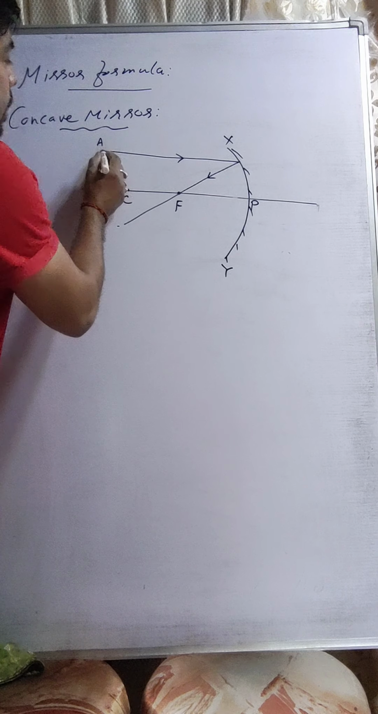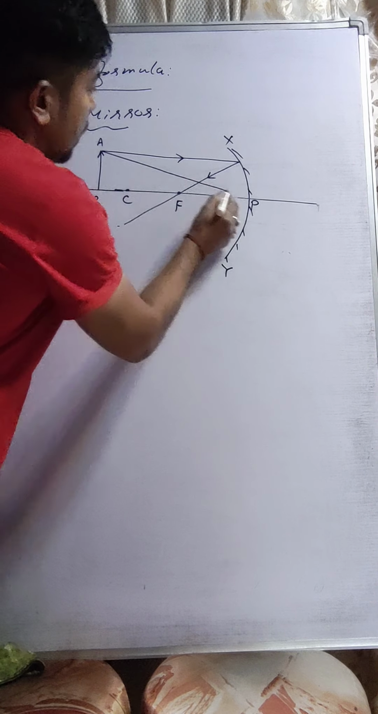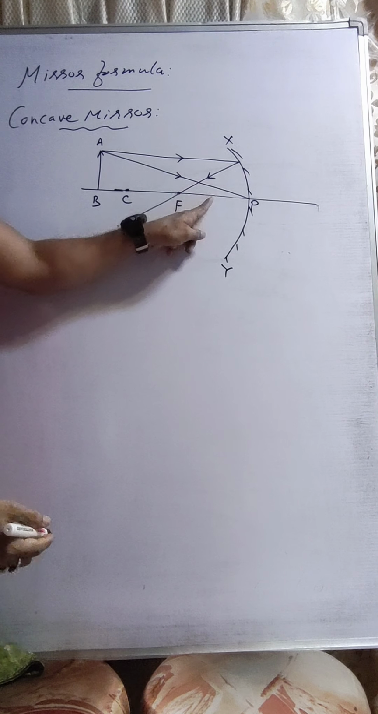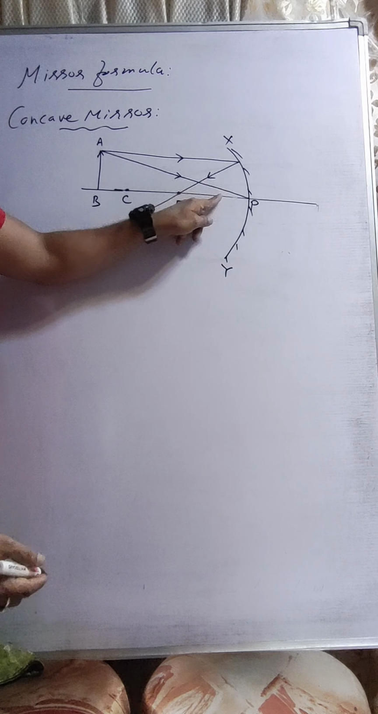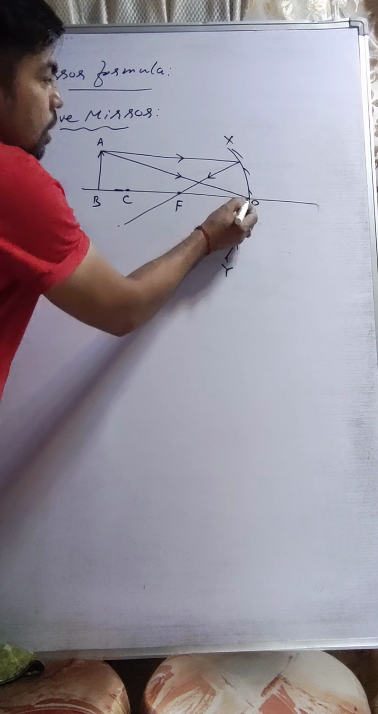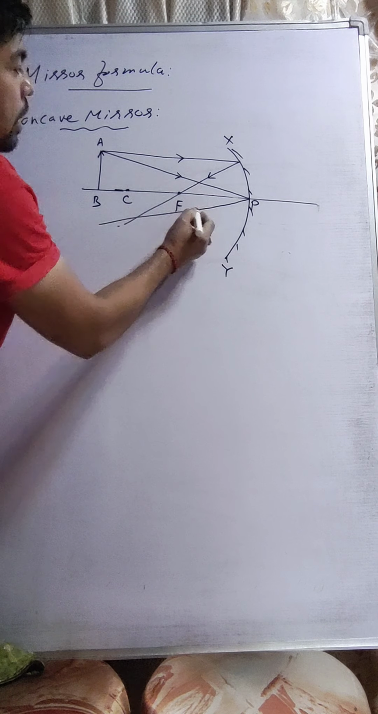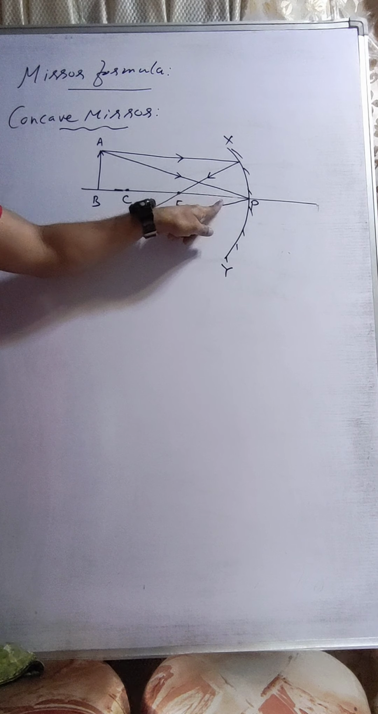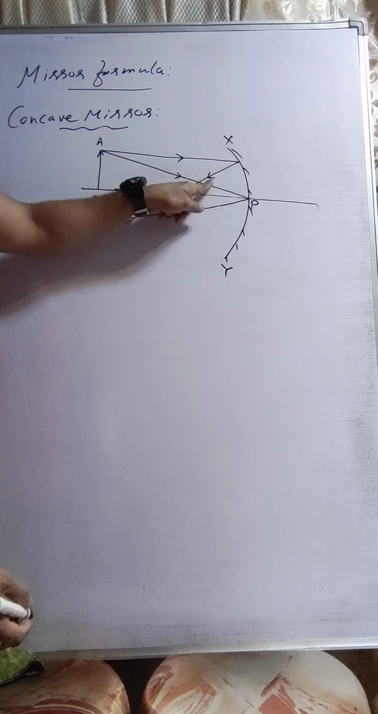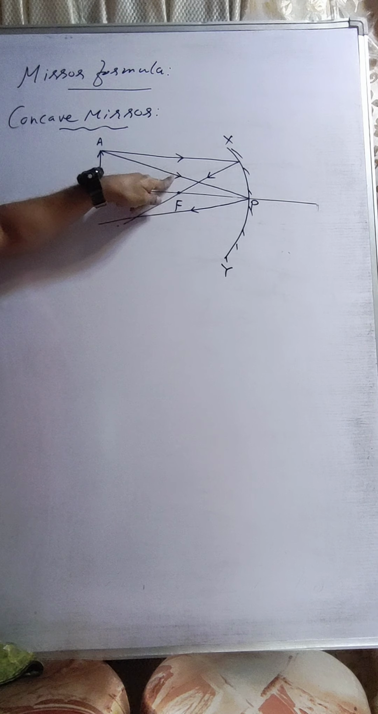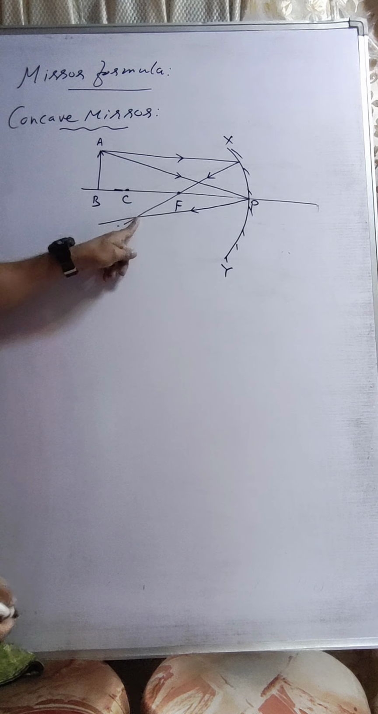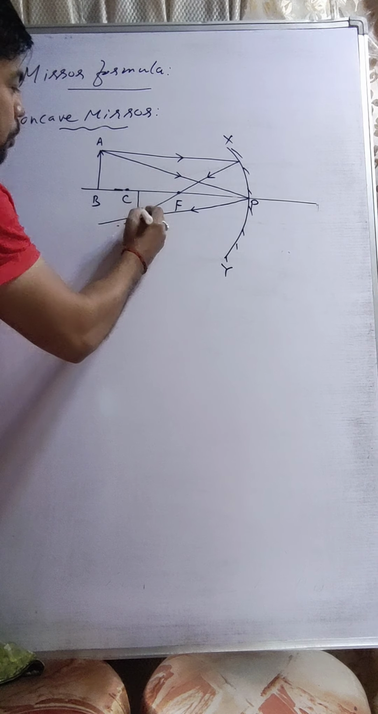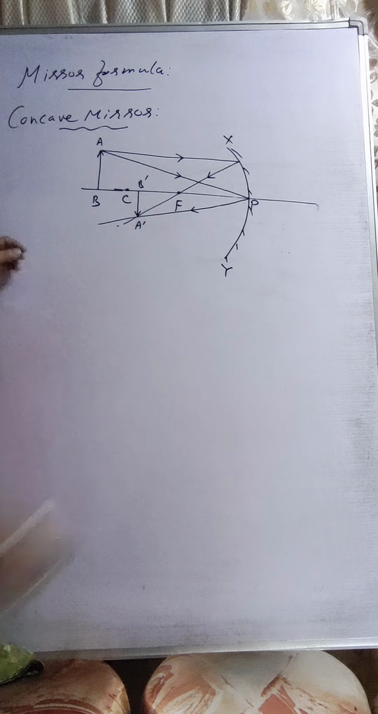Next, let us consider another ray which is incident on the pole of the mirror. Because this is the normal, this is the angle of incidence. So according to the law of reflection, this is the reflected ray. This angle and this angle must be equal, because this is the angle of incidence and this is the angle of reflection. Now two reflected rays meet at this point, and the point at which the two reflected rays meet is the position of the image. Suppose this is the image A dash B dash.